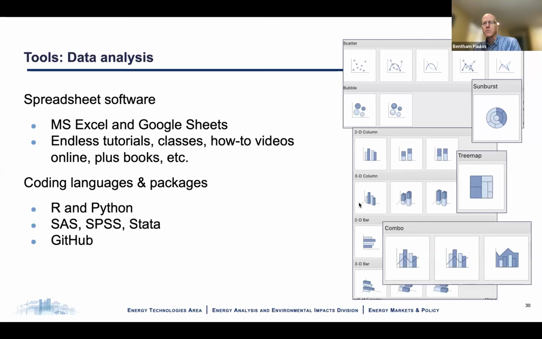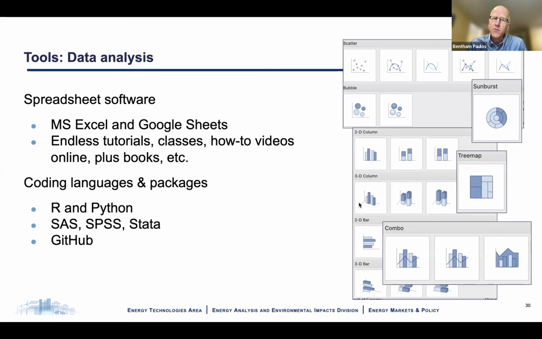These figures here are just some of the charts you can make with Excel. They've really been adding to the options: sunburst, tree maps, combination charts, all kinds of things. So you can do a lot with Excel. You don't necessarily have to learn more complicated packages because Excel itself is pretty complicated at this point. There are endless numbers of tutorials, how-to videos, online classes, books, all kinds of things to teach you how to use all those endless features of Excel and spreadsheets.